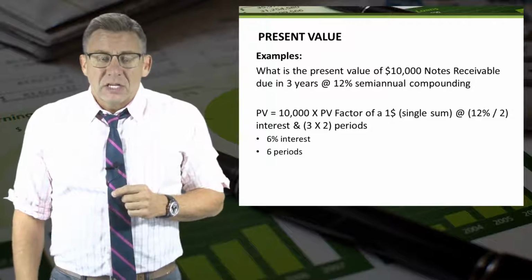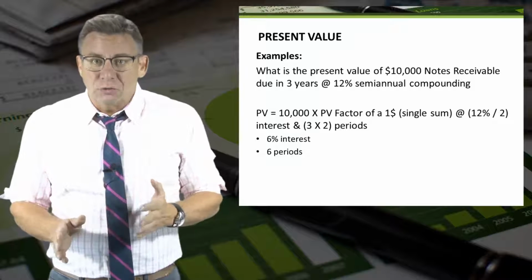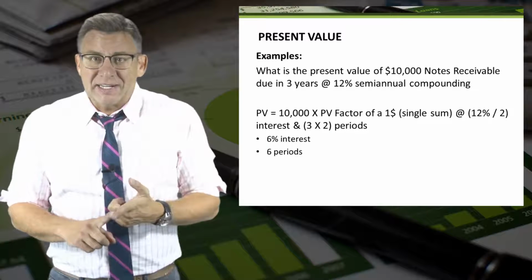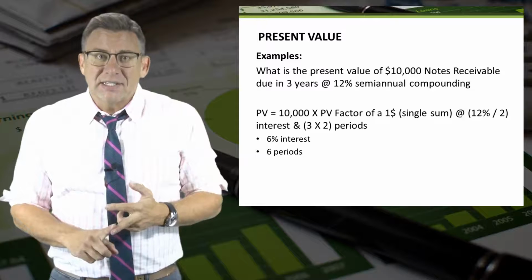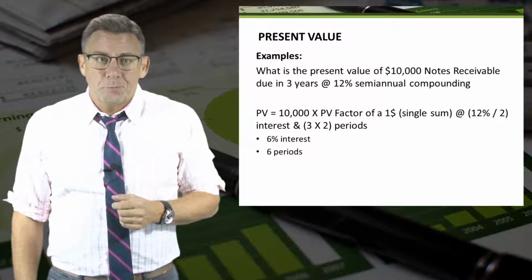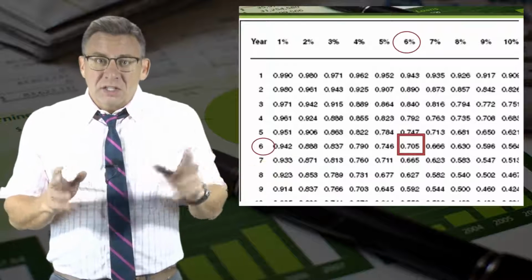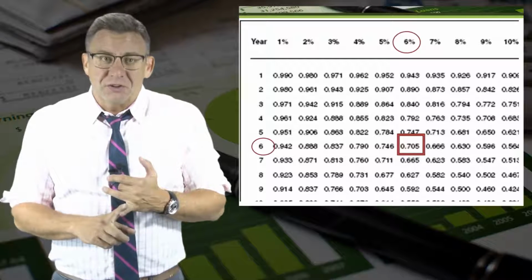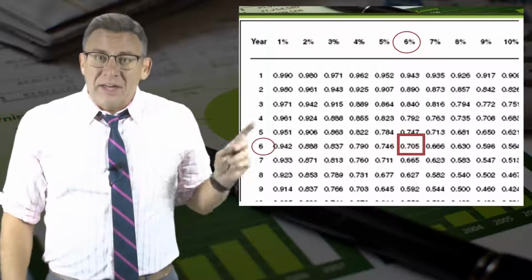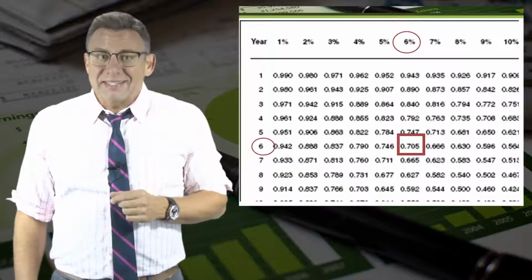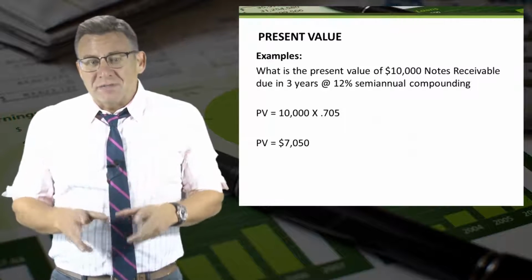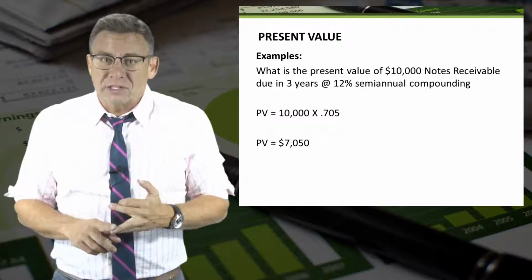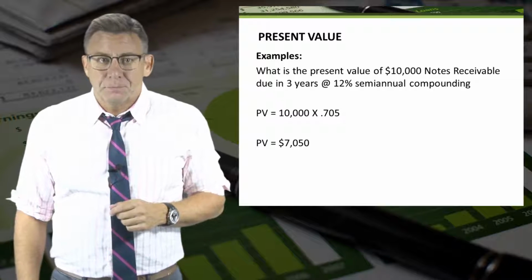For this next scenario, I need to convert the interest and the number of periods to match the semi-annual compounding. So I divide the 12% interest rate by 2 and multiply the 3 years times 2 to get 6% semi-annual interest and 6 semi-annual interest periods. Back to the table. Still using the present value of $1 because this is a one-time amount. I identify 6% interest and 6 periods. They intersect at the present value factor 0.705. So the present value of $10,000 due in 3 years at 12% semi-annual compounded interest is $7,050.